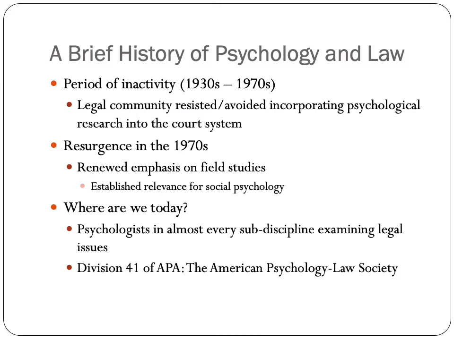For those of you who've taken sociology of law, you'll remember that law has this tendency toward conservatism, right? It has this tendency to be very slow to change and to be very entrenched in its area, right? And so there's this period of inactivity for about 40 years where nothing really happened. And then in the 1970s, there is this huge resurgence of psychological research in the legal system, right? And there's this renewed emphasis on field studies. And this actually helped establish the relevance for social psychology in general, right?